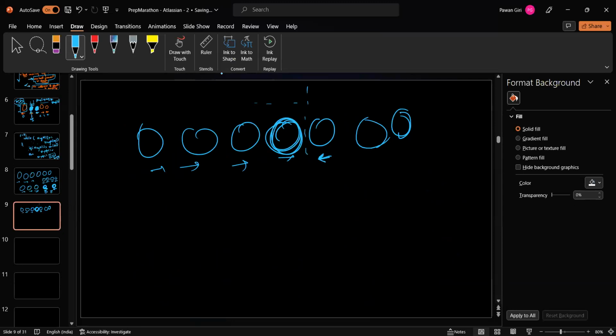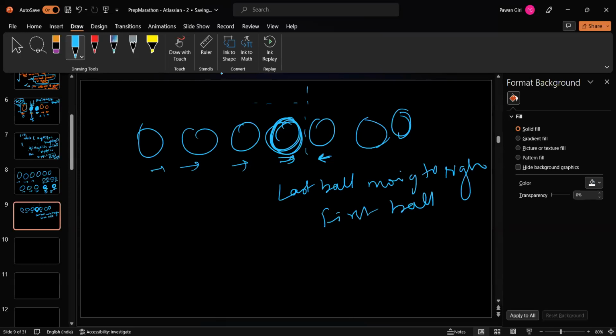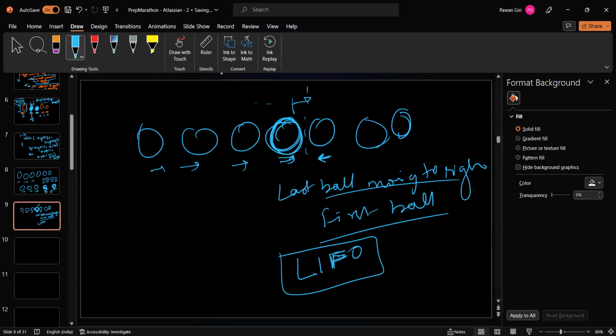Before this point, it will collide with the first remaining ball, because in a collision both balls can be destroyed. So this collision is occurring between the last ball before this point, which was moving to the right, and the first ball moving to the left after this point. This gives us a hint of using a data structure which uses the LIFO property, last in first out, and a stack is used for that. So we are going to use a stack.